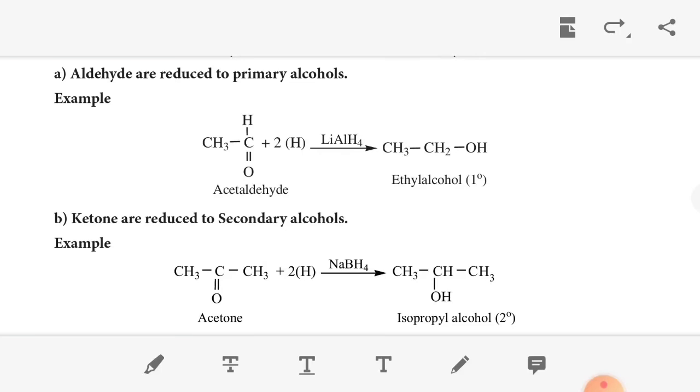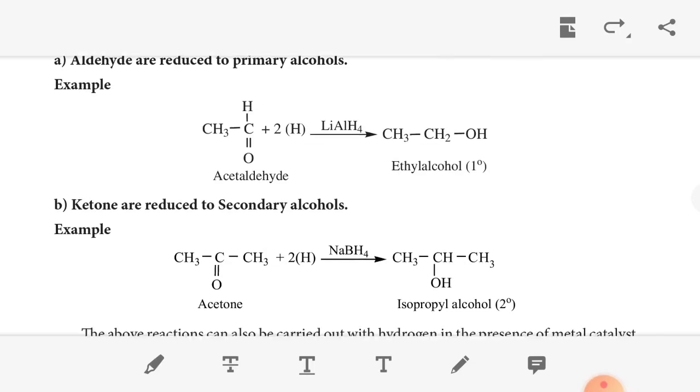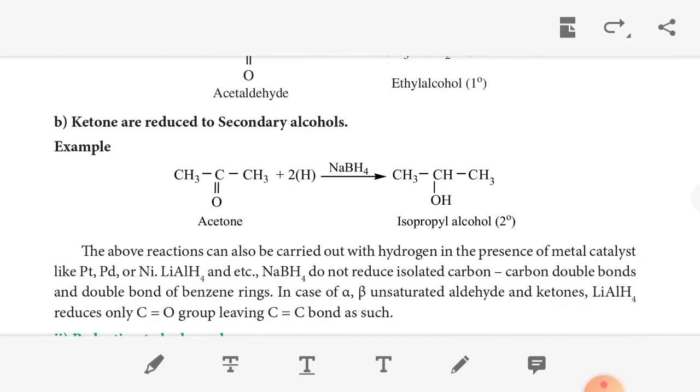You already discussed this in hydroxy derivatives. So the primary alcohol on oxidizing gives aldehyde, and further oxidizing gives acid. Acetaldehyde reduction gives a primary alcohol. Whereas the secondary alcohol oxidized gives a ketone, and further oxidized gives acid. Whereas ketones are reduced to give a secondary alcohol, that is isopropyl alcohol.